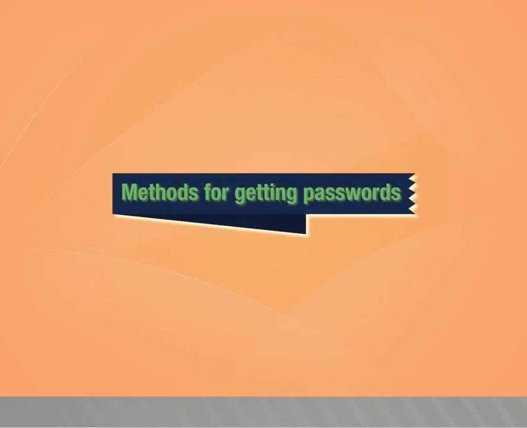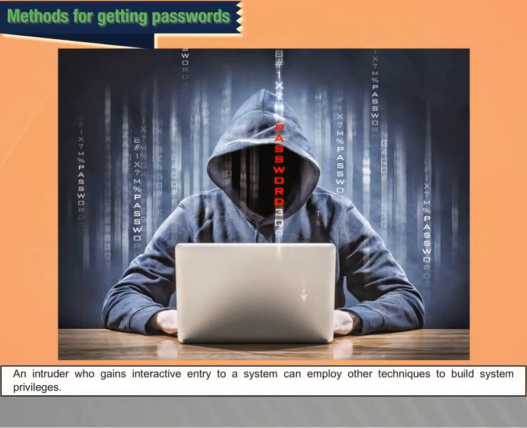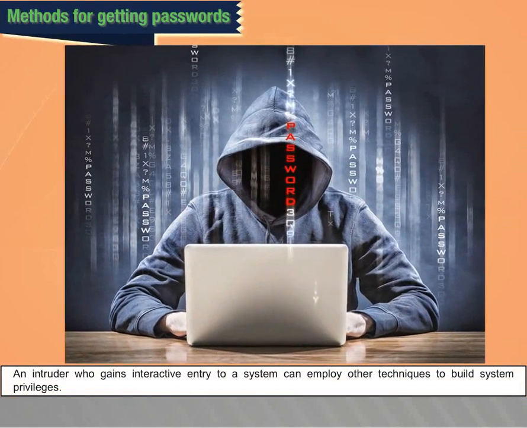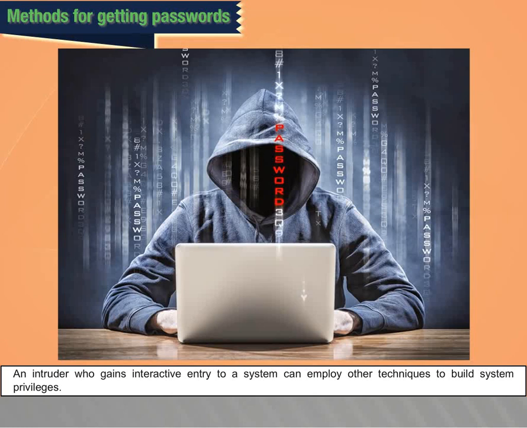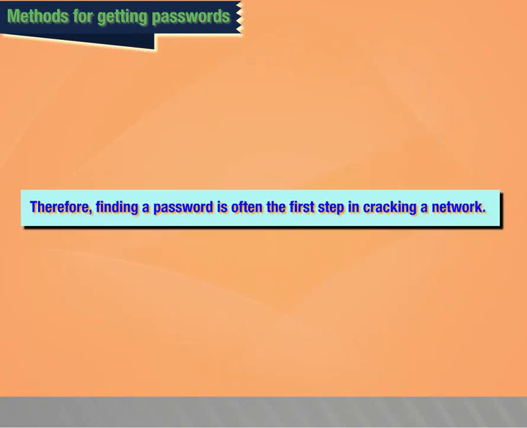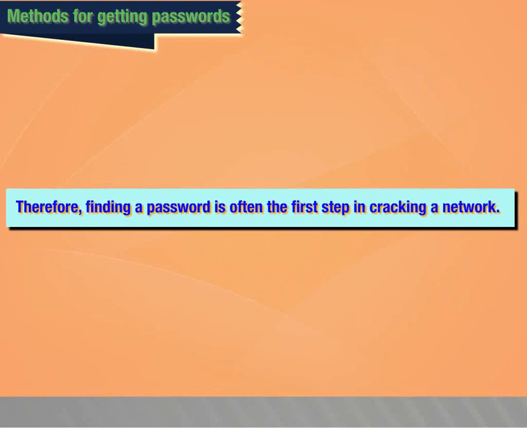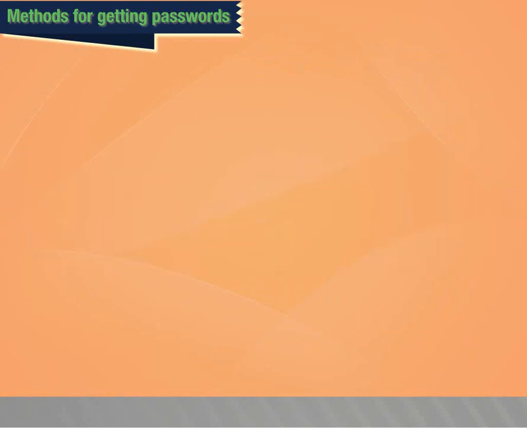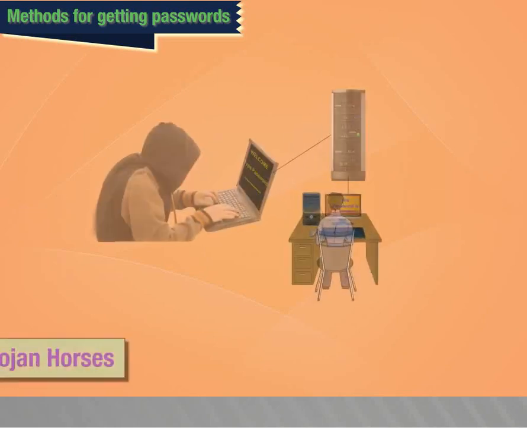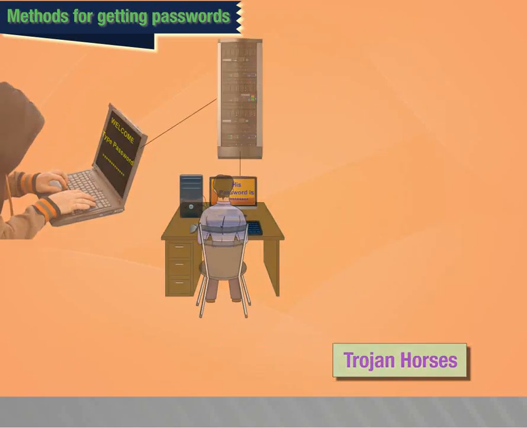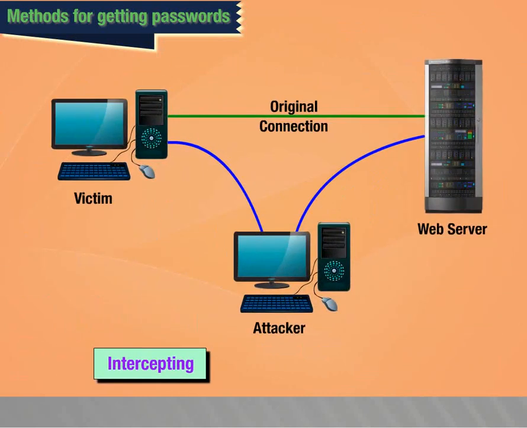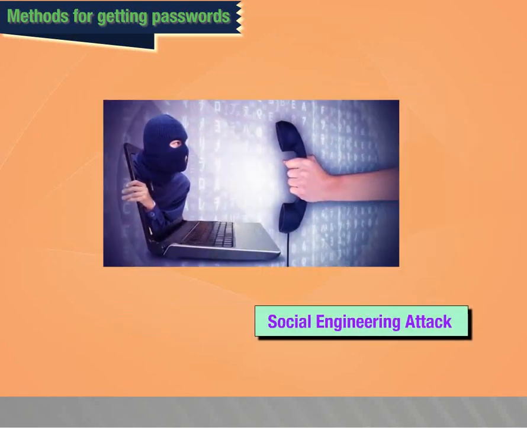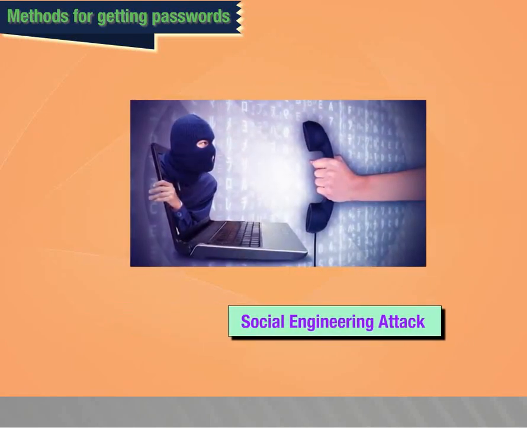Methods for getting passwords. An intruder who gains interactive entry to a system can employ other techniques to build system privileges. Therefore, finding a password is often the first step in cracking a network. Some common password attack methods include Trojan horses, dictionary attack or guessing, intercepting, and social engineering attack.